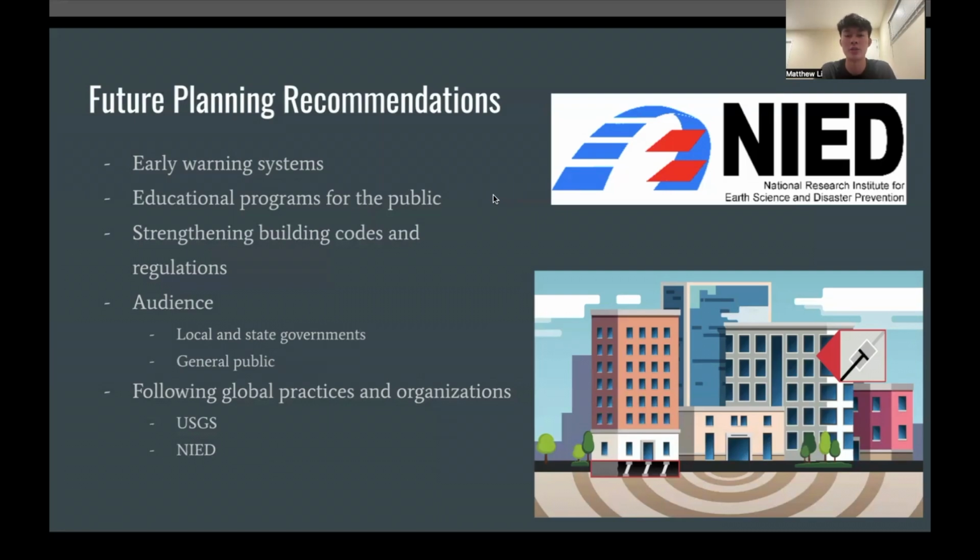So these are some recommendations and things that could be implemented to help the individuals in this community and area in the case of an earthquake happening.